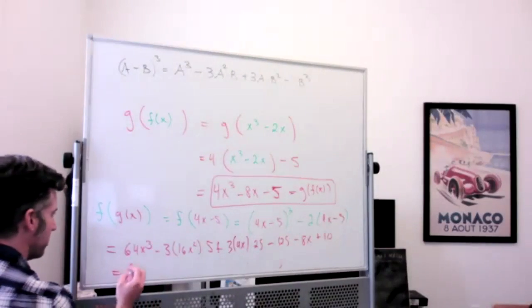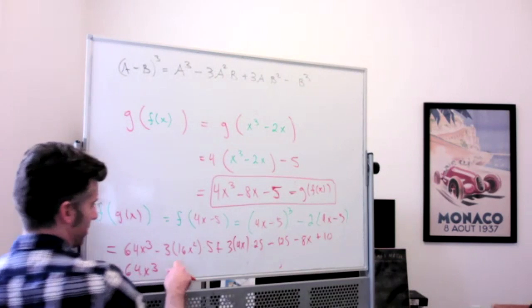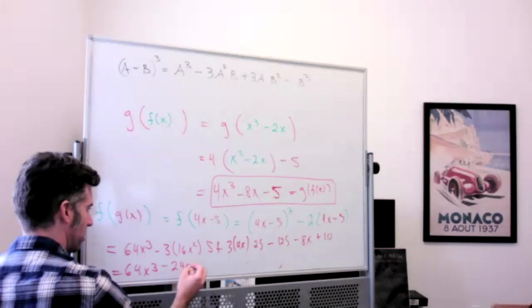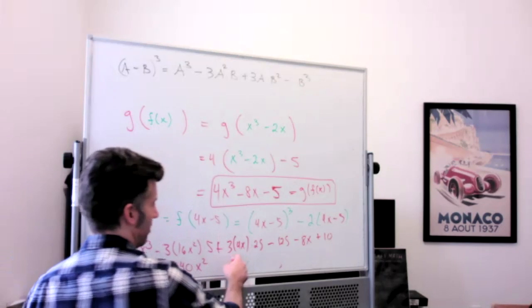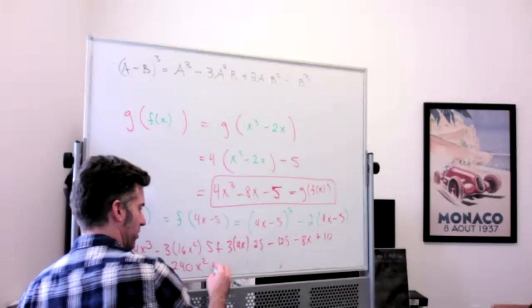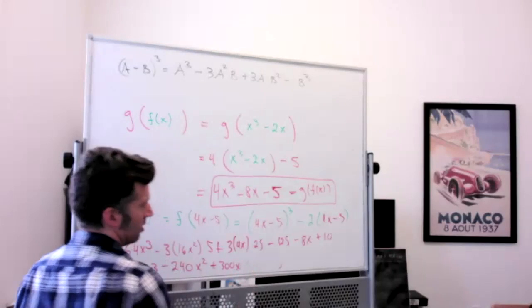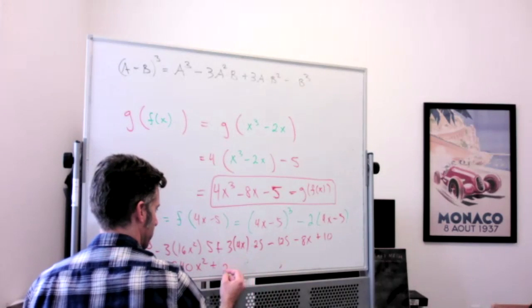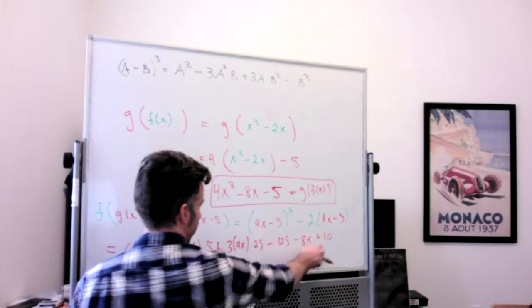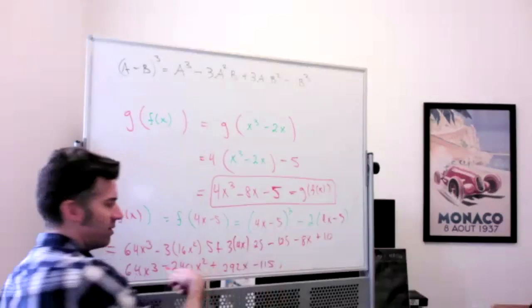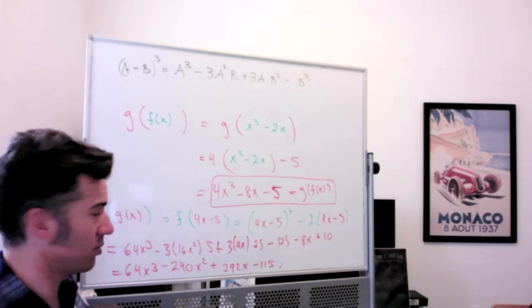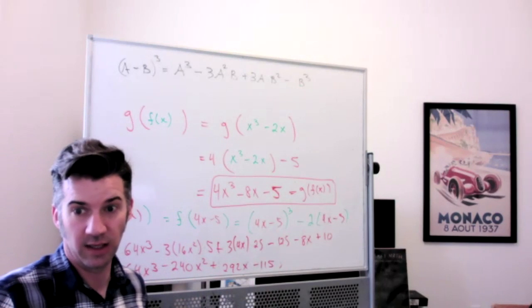And then you can put this all together and you get, let's see, 64x cubed. This is going to be 16 times 5 is 80. 80 times 3 is negative 240x squared. 4 times 25 is 100 times 3 is 300. So 300x minus 8x gives me 292x. Minus 125 plus 10 is minus 115. But again, don't sweat that last part so much. It's not really what's important. The important part is being able to compose the functions and know which one goes inside the other one.